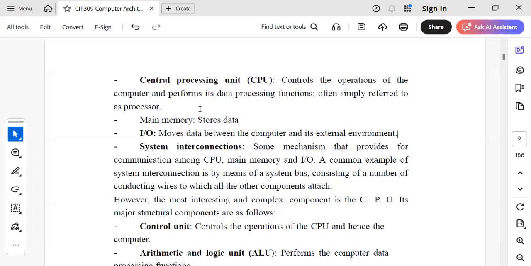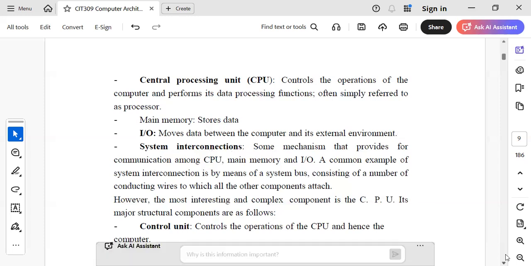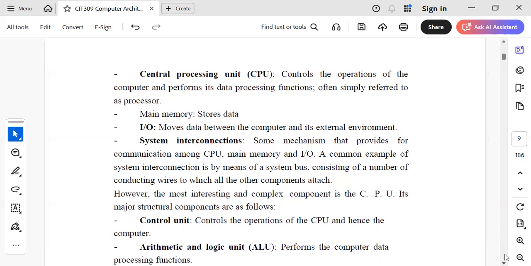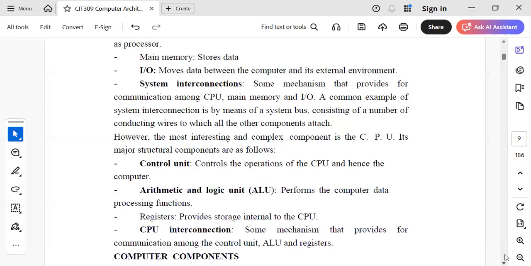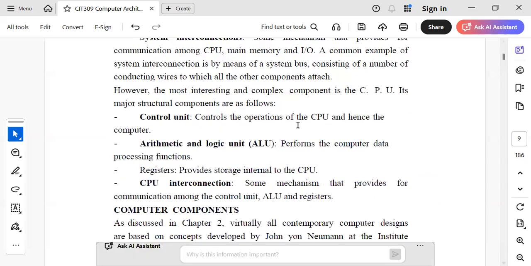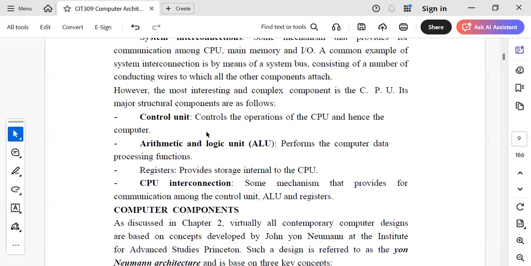Now, the system interconnection, we've talked about that, your connection of computers together through several means. Another thing under that is the control unit. This controls the operation of the CPU and hence the computer. So we have the control unit.